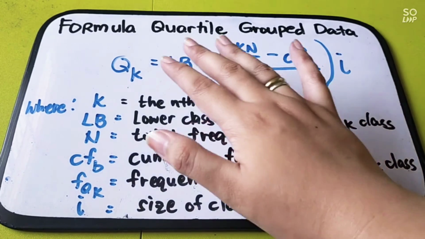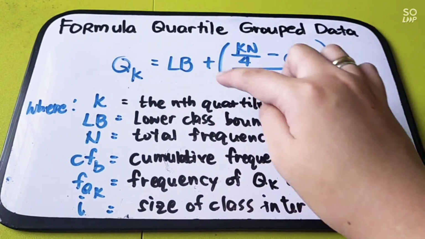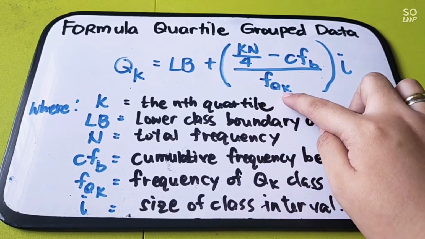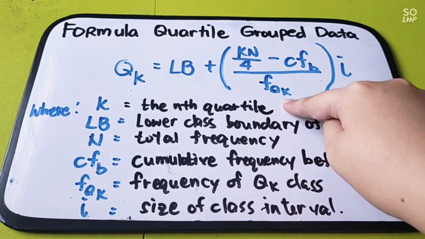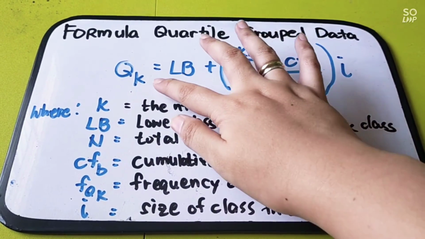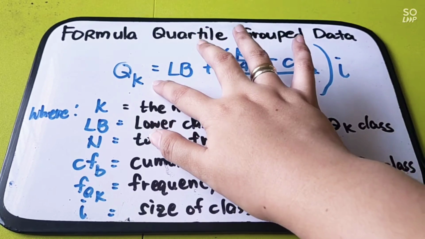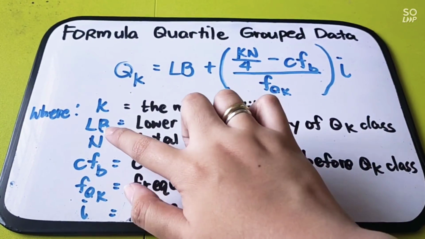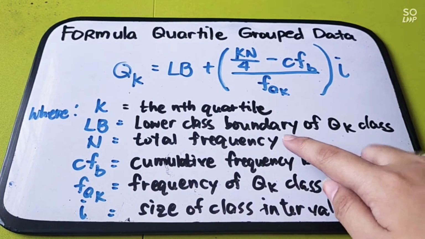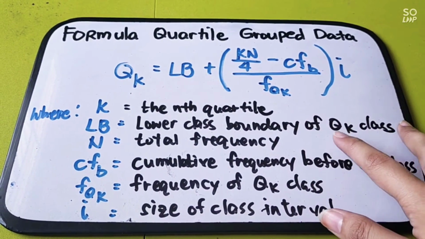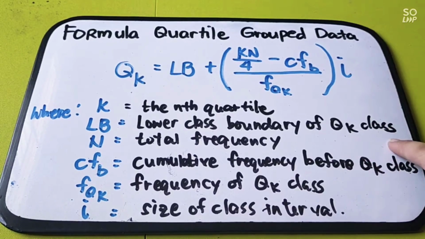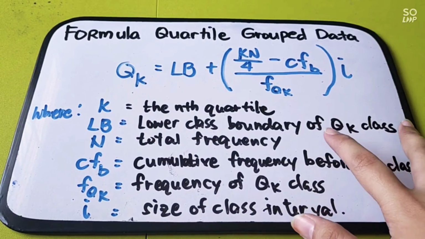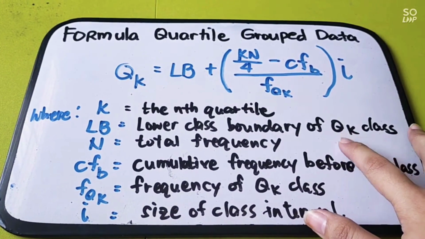So what does this mean? Where K is the nth quartile. This is where we get which quartile it is. For example, for the first quartile, just change it to 1. For the third quartile, just change K to 3. Next, LB. LB means the lower class boundary of the Q sub K class. Later you will know how to get the lower class boundaries.